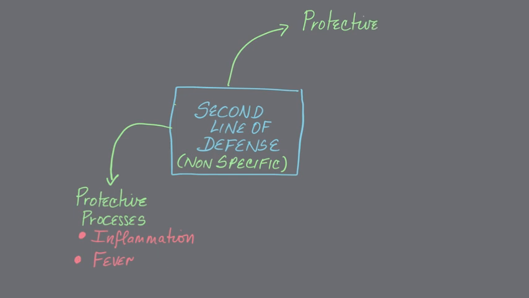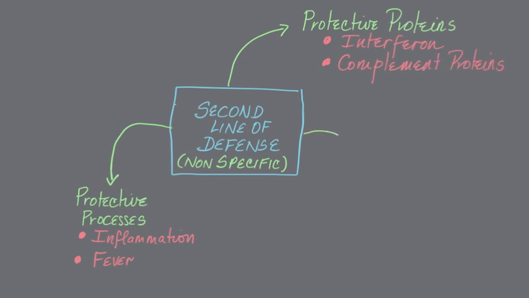The second is protective proteins. Let's look at two types of protective proteins. One of them is the interferon, which is an antiviral protein, which we will look at closely in a bit. The second is a complement protein. Complement proteins are a set of proteins floating around in the blood, waiting to be activated by the presence of a pathogen. The third group is the protective cells.